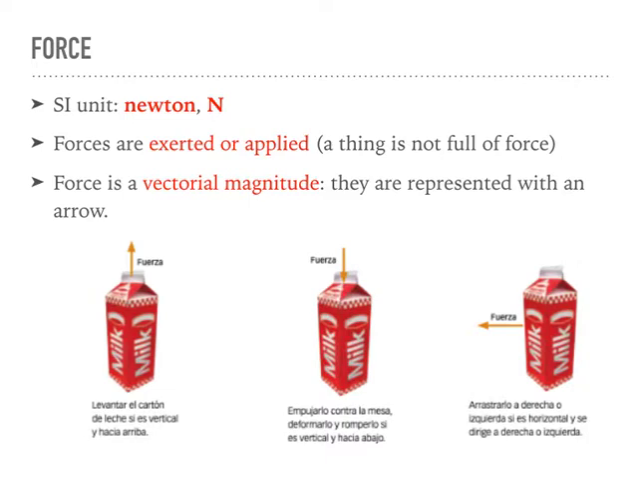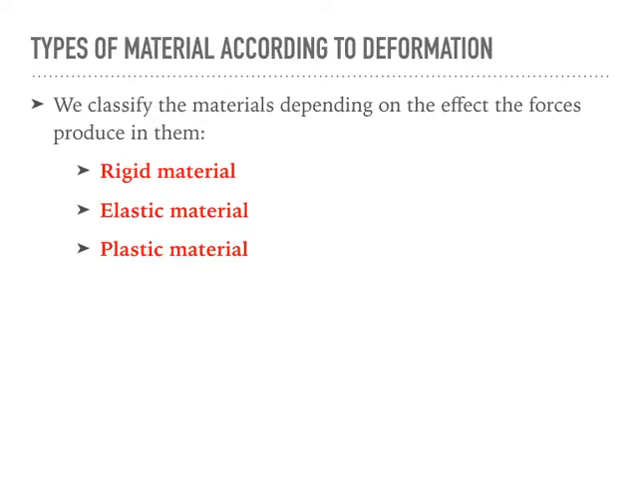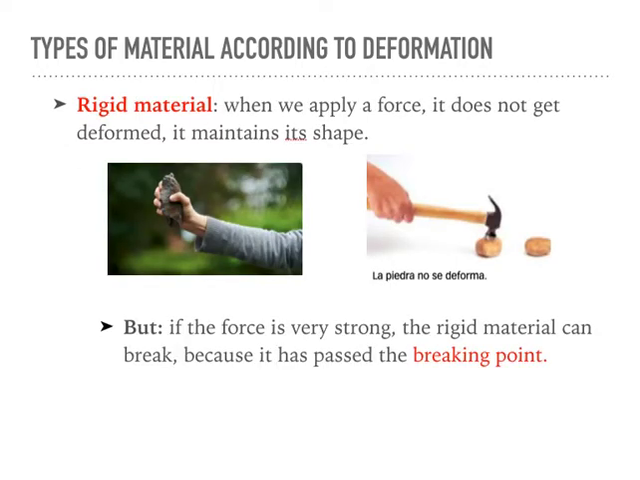That's about force, but forces help us to classify materials depending on the effects we see in them. So we're going to classify the materials in 3 types: rigid material, elastic material, and plastic material. Let's see the first one. Rigid material, by definition, is when we apply a force to this kind of material, it doesn't get deformed.